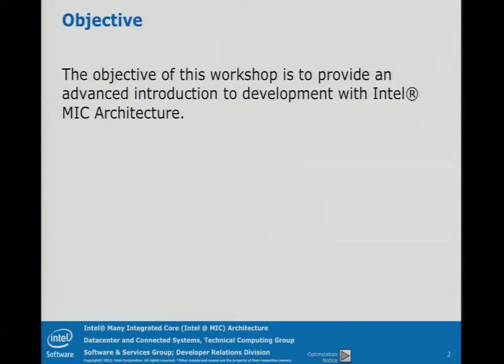So the objective for us today is kind of two words juxtaposed, maybe not making a lot of sense together, but we're going to try to give you an advanced introduction to the architecture and our products, and in particular, the product that's going to come out in the closest time frame, which is called Knights Corner. We'll talk about the product flow in a second.